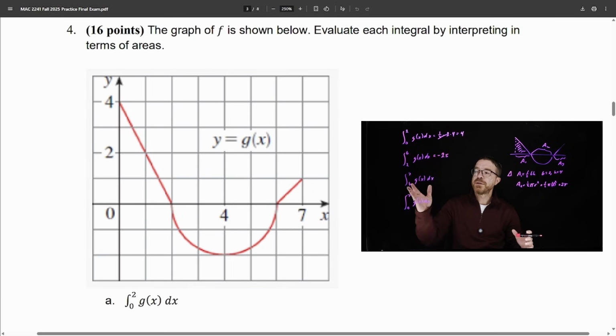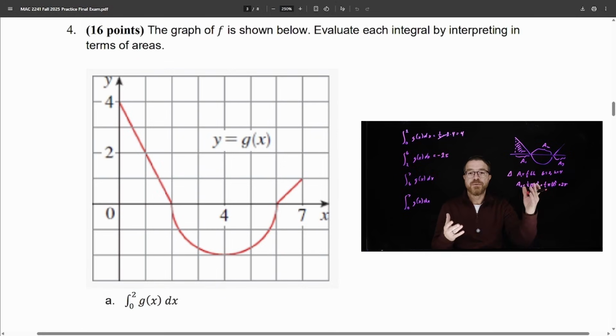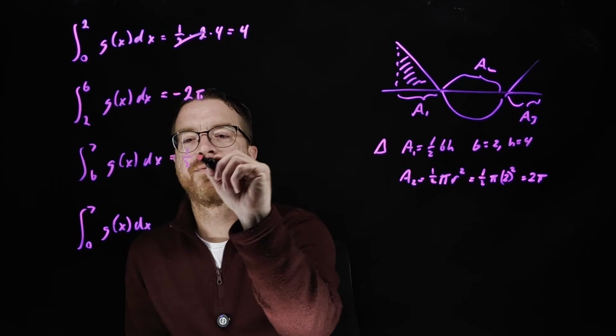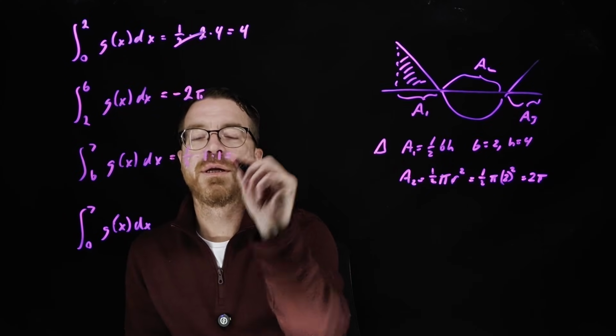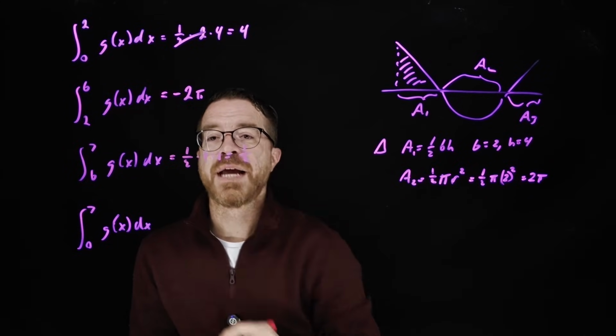Now, for our third interval, we have another triangle. This one has a base of 1. This one has a height of 1. So this one is going to be 1/2 times 1 times 1, which is just going to give us 1/2.